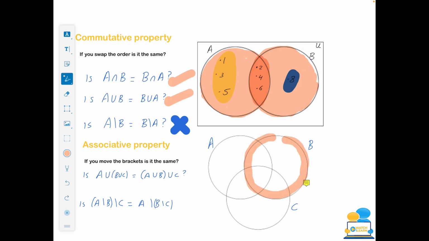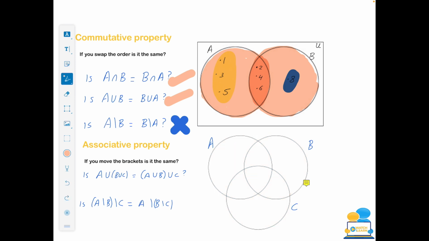B union C is all of this section here, and it's all of this section here as well. That's B union C. And then the second part says we must union that with A. So we're also going to include everything out here. So basically, that is the whole Venn diagram. Now, we'll look at the other half.